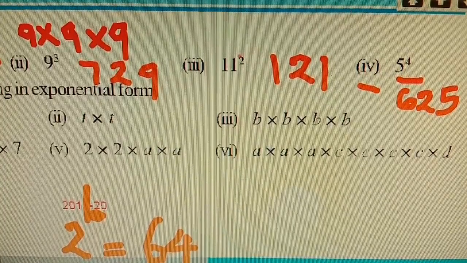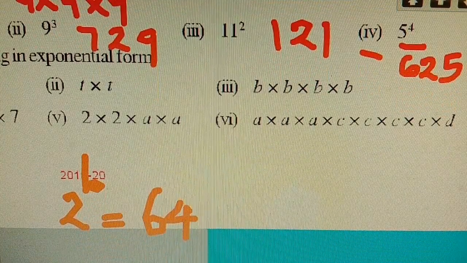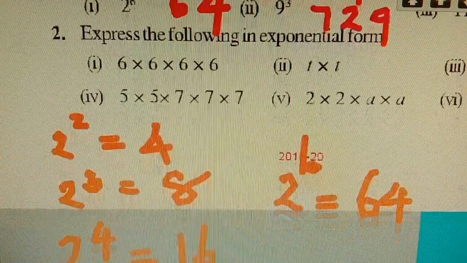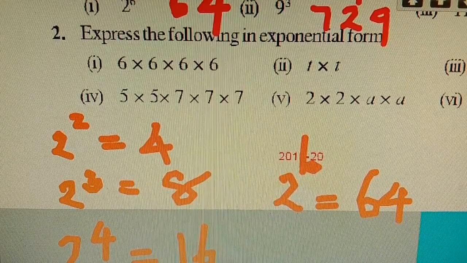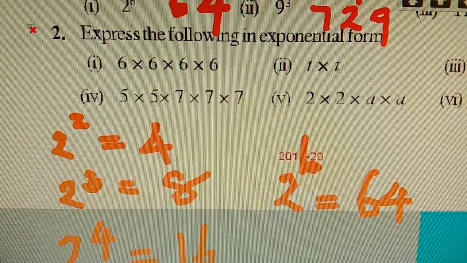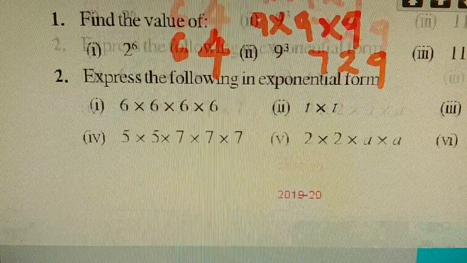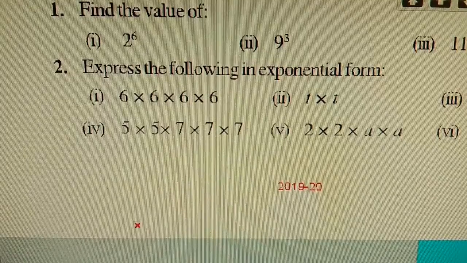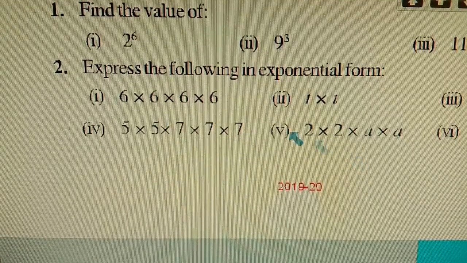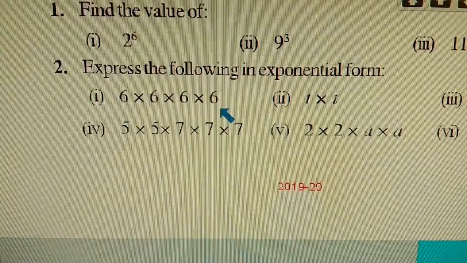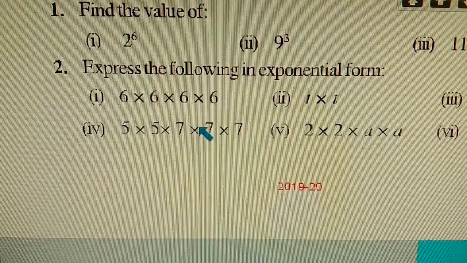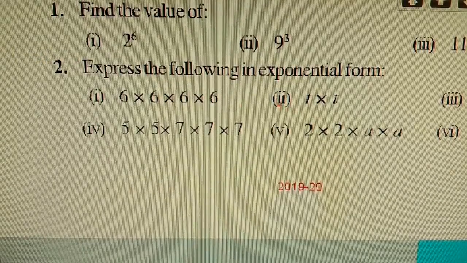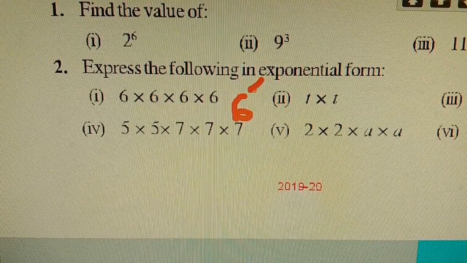Okay. Now we can move to the next questions. Question number 2. Here the question is this way. Write all these answers in exponential form. Here, first question. How many 6s are there? Four 6s. So the exponential form of that is 6 to the power of 4.